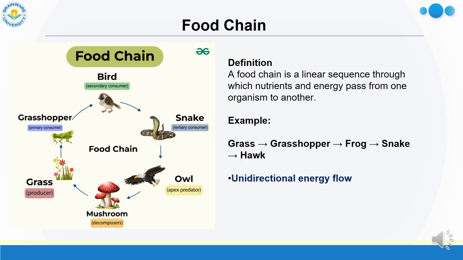So here in this picture you can see the food chain. Grass producer, then grasshopper primary consumer, then bird secondary consumer, then snake tertiary consumer, then owl apex predator, and then mushroom. Mushroom here is decomposer. That means after death, decomposer will decompose the dead body. So this is whole about food chain.